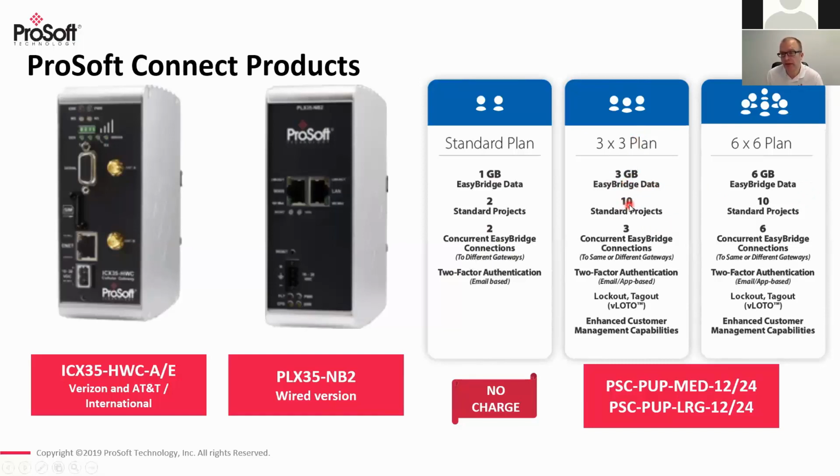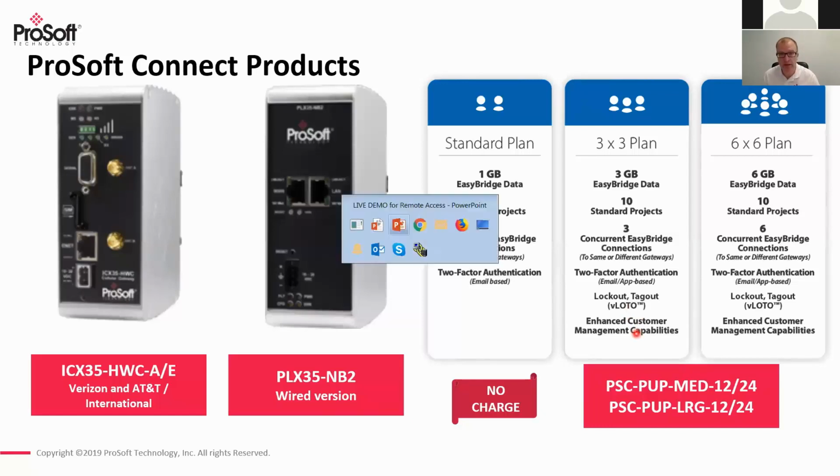The one I showed you earlier was using the 3x3 plan, which basically gives you more data, more standard projects, and also 3 concurrent EasyBridge connections, so to the same gateway. So you can have multiple people in different locations being able to collaborate on a project. So you may have the drives person looking at it, you may have the HMI expert looking at it. It also has 2-factor authentication, which is using Google Authenticator, which is on an app on your phone, and also has all the vLotto, the Lockout, Tagout facilities as well, which is the enhanced management capabilities.